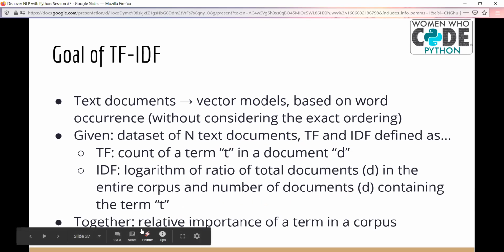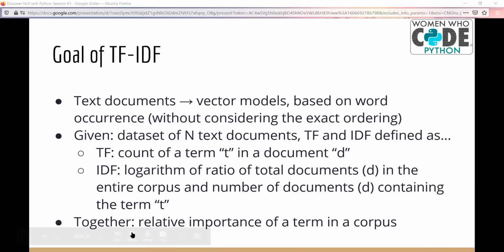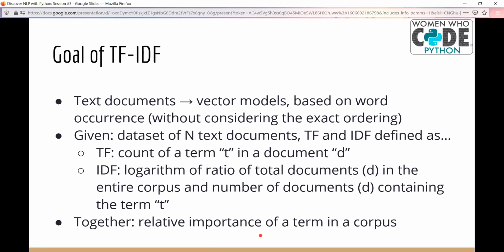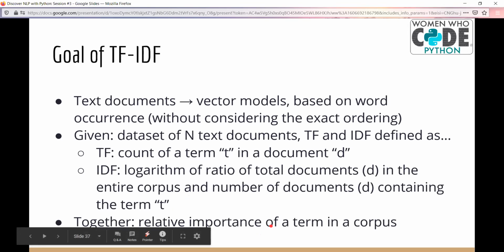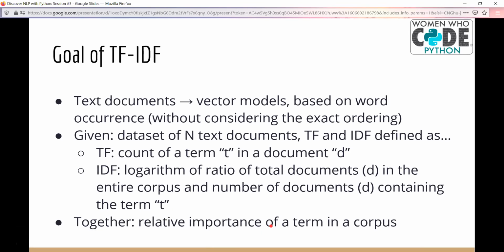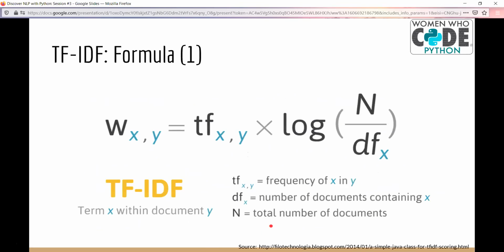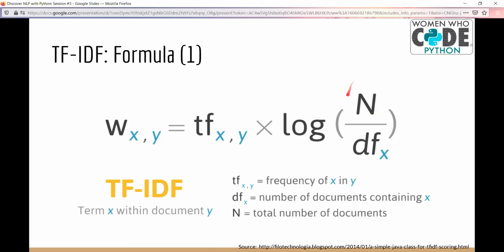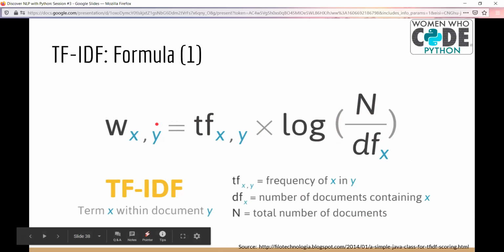So it might seem mathematically heavy at first, but it's not that difficult to understand. Together, the relative importance of a term in a corpus is observed. So that's what I discussed, that we have to balance both, the frequently occurring words and the words that are occurring rarely. This is how the mathematical equation would look. Let's say there is any word X, and then TF would be the frequency of X in Y, and DF would be the number of documents containing X, and N would be defined as the total number of documents. And when we take the log of this term and multiply that with the frequency of X in Y, we would get the TF-IDF of term X within the document Y.